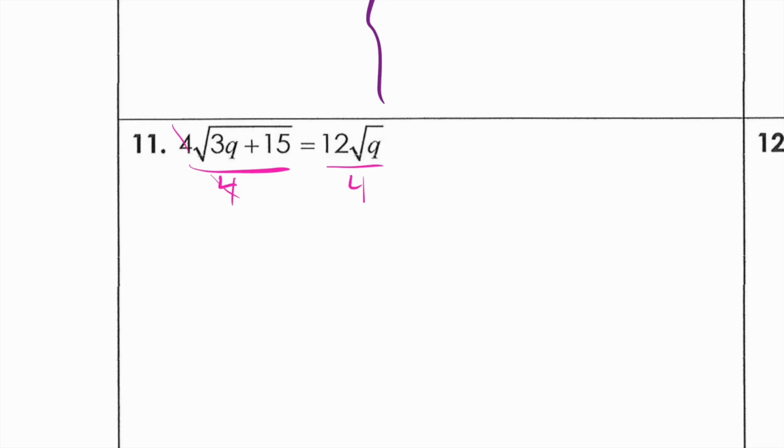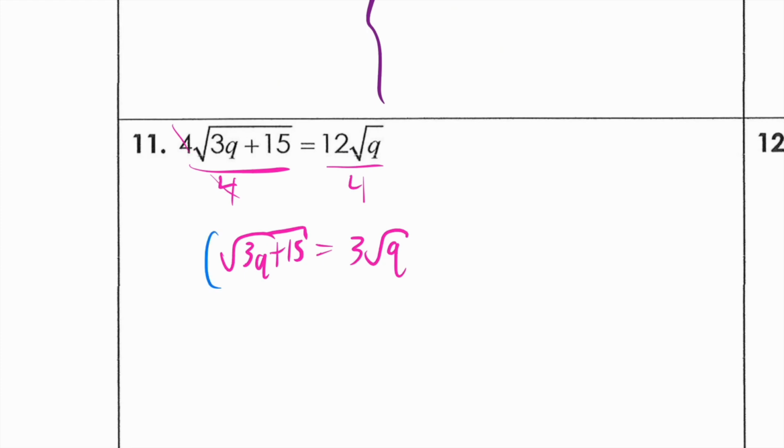I'll talk about what you would do if you didn't divide. It's not that much different at the end of the day. You just get some bigger numbers. So this gives me the square root of 3q plus 15 equals 3 times the square root of q. And so now we've done as much simplifying as we can.